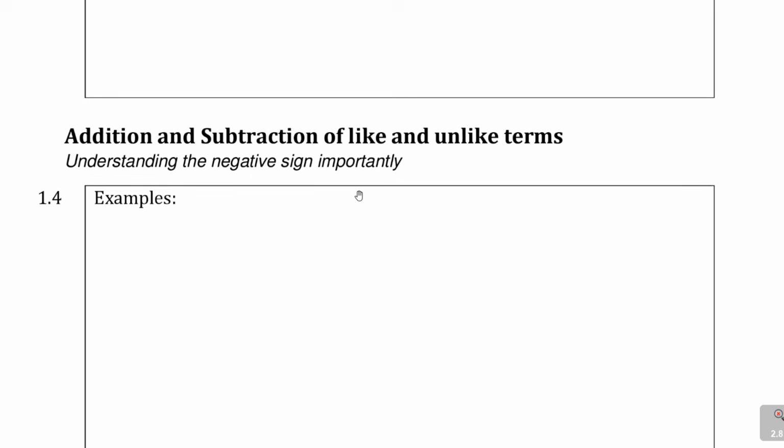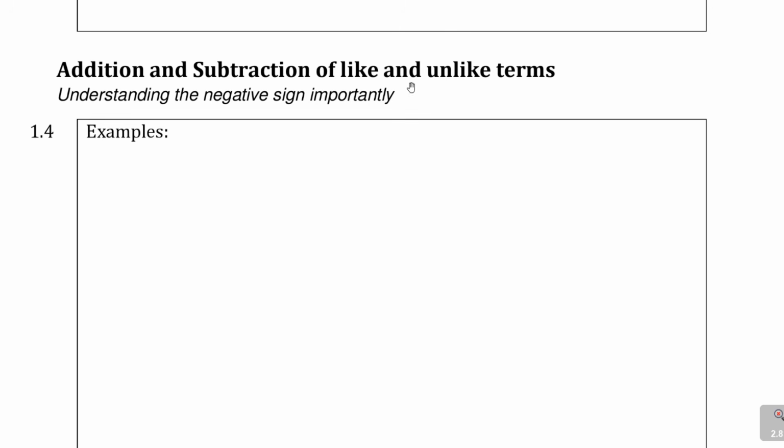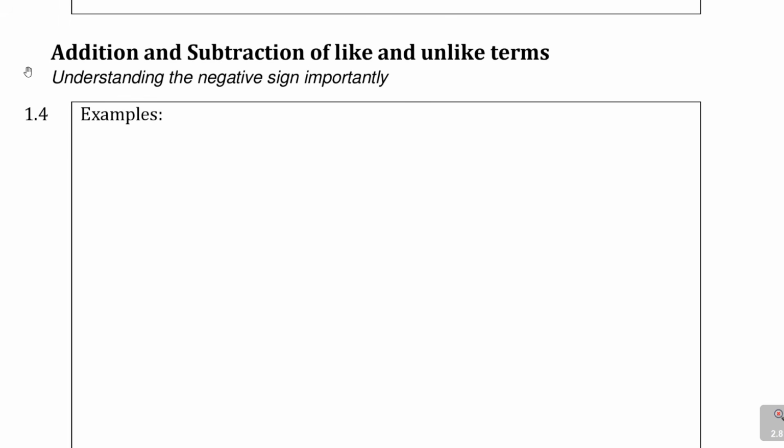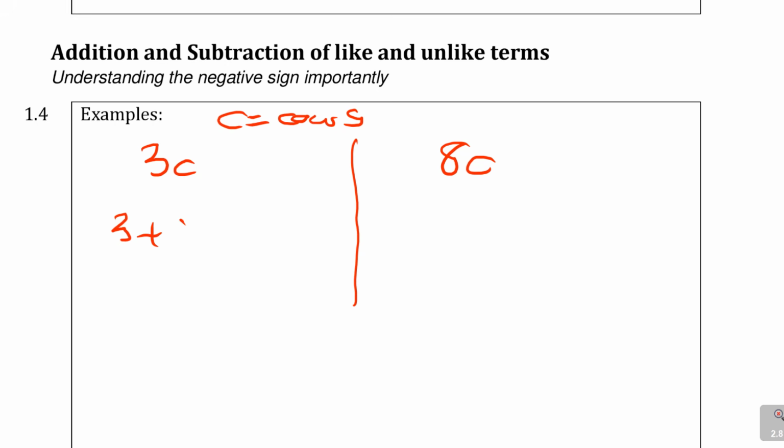All right, that's why here it says addition and subtraction of like and unlike terms. It says example, understanding the negative sign importantly. So let's look at this. Let's start with the first one above. I say to you 3 cows. One neighbor has got 3 cows, another neighbor, let's say, has got 8 cows. C stands for cows. All right, so if I'm to add, how many cows do I have altogether? You just say 3 plus 8, which is what? You get 11.